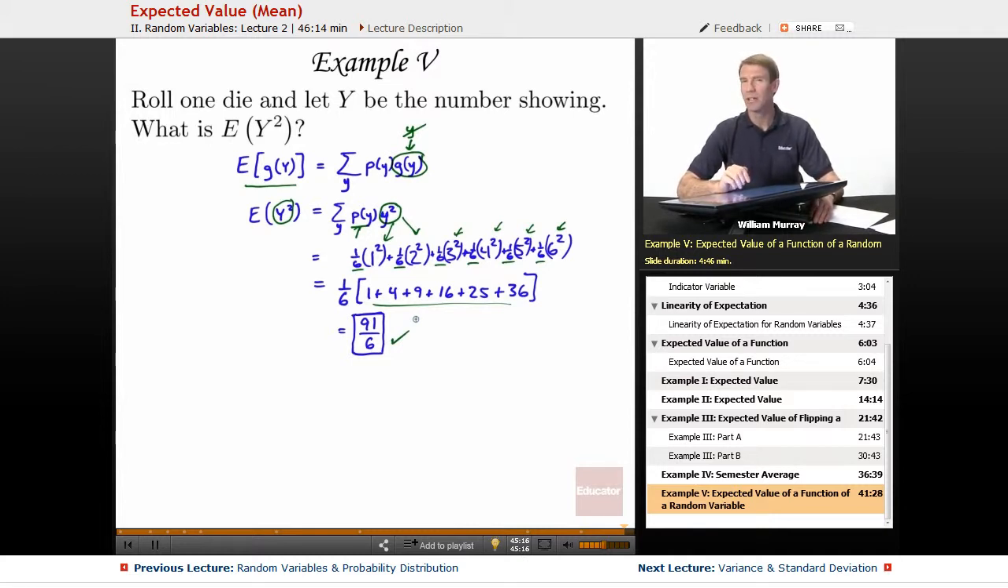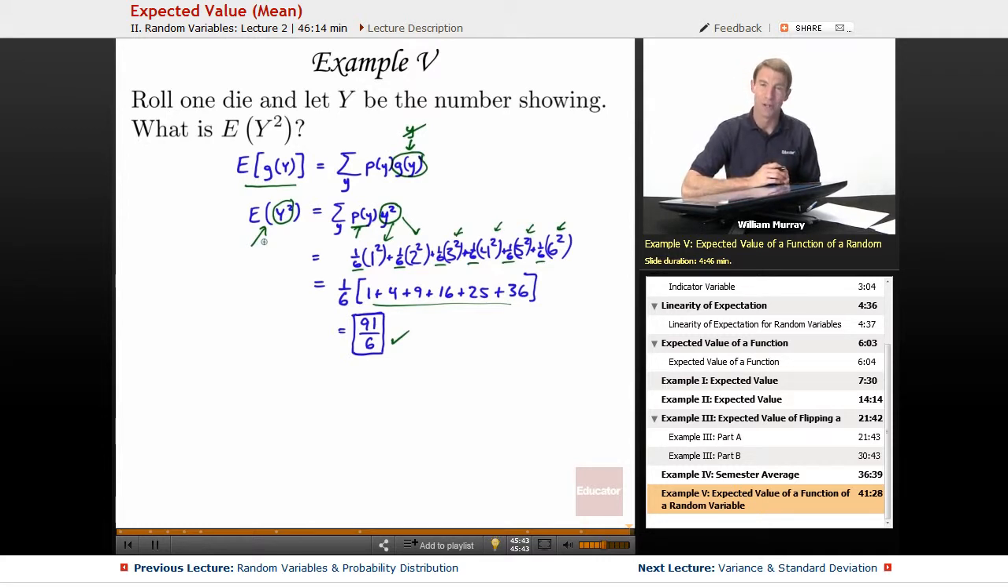This is kind of an early preview of something we're going to be doing in the next lecture. We're going to be looking at variance and standard deviation, and in order to calculate that, it's going to be very useful to calculate the expected value of y squared for a random variable. So that's why I'm giving you several examples this time of calculating the expected value of y squared, because we're going to be using that very often in the next lecture.